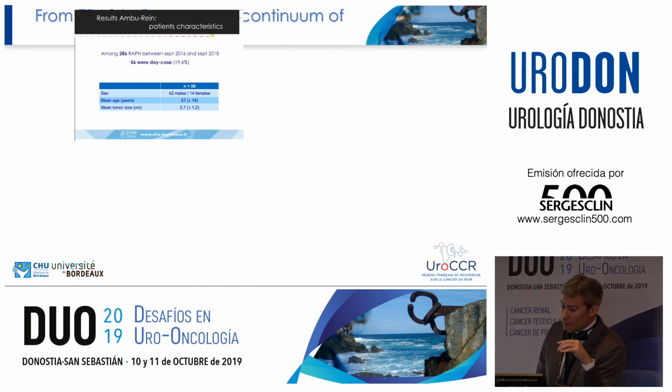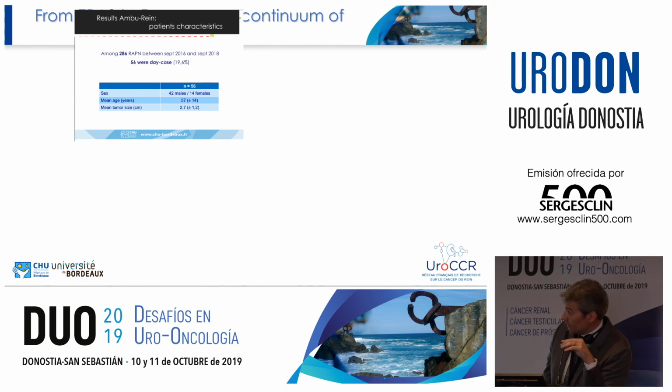So the first thing that you have to notice is that when we did 56 day case partial nephrectomies, it was among 286 robotic-assisted partial nephrectomies within about 2 years. So what does it mean? It means that less than 20% of our patients were candidates for a day case partial nephrectomy.